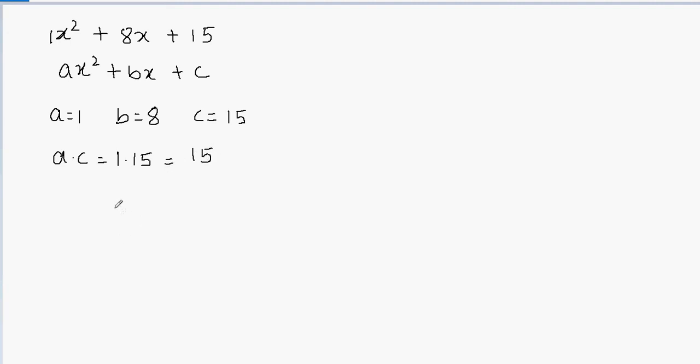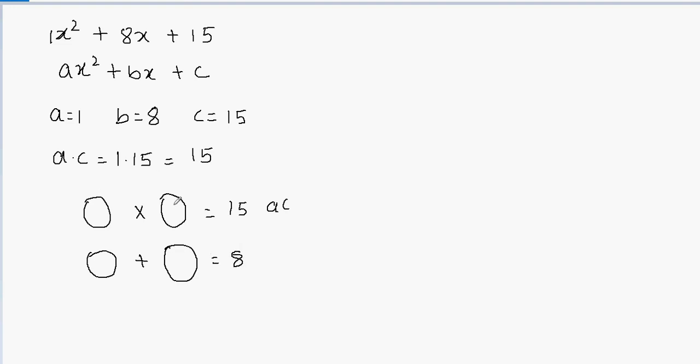Now, this is the most important step. I have to think of two factors. I'm going to make two circles first, okay? I have to think of two factors which when multiplied give me 15, because that's my AC, okay? So I have to think of two factors which when multiplied give me 15, but when added should give me the middle term of my polynomial. The middle term is b, which is equal to 8. So I need to think of two factors which when multiplied should give me 15, but when added should give me 8, okay? So remember that this is your b term and this is your AC, okay?